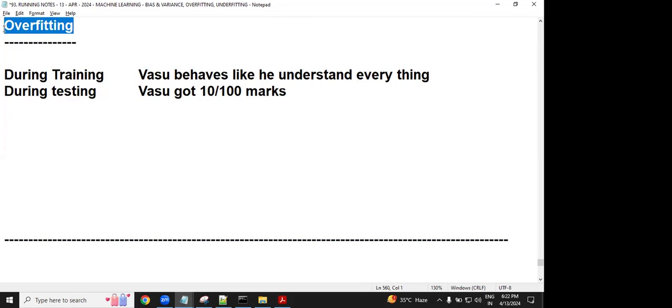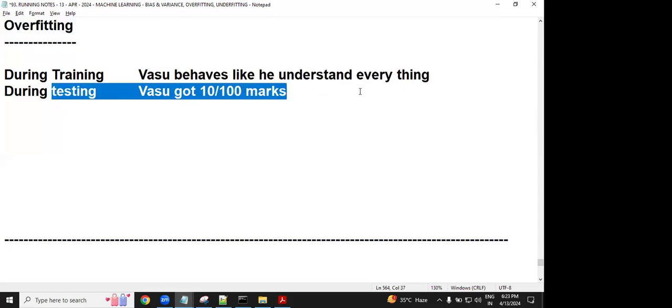This scenario is called overfitting. Sometimes your model will show a good score on the training data set. But if you are checking the testing, I mean to say the prediction, the model will give a wrong prediction. This is called overfitting. Did you understand? I mean to say that training went very well, but the testing went not well. Keep that in mind, right?